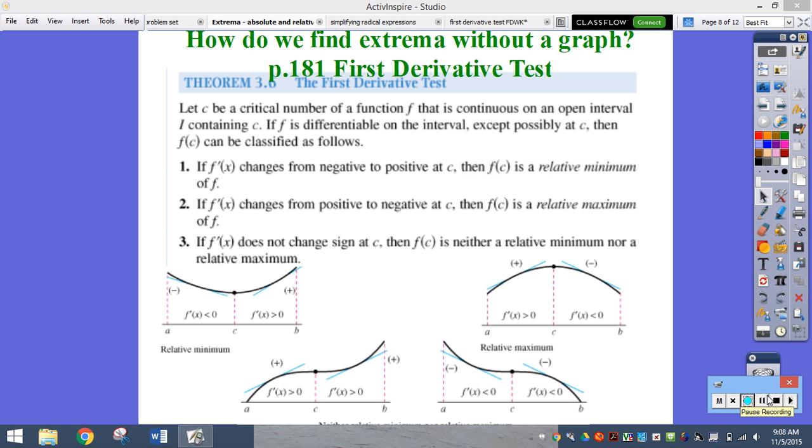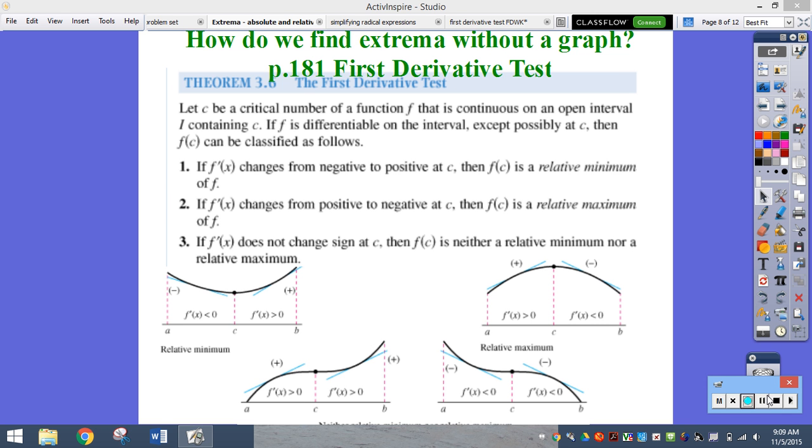Hello, this is Mrs. Taylor, and I'm going to introduce you to the first derivative test. The reason why this is important is because it allows us to find extrema without having to look at the graph. And so on page 181 in your textbook, you'll see this theorem. It's listed as 3.6, and it's the first derivative test.